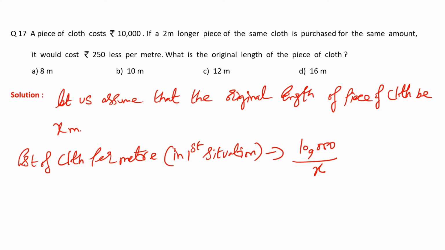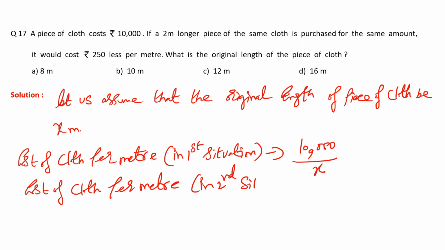Now he says if 2 meter longer piece of the same cloth is purchased for the same amount. So now the cost of cloth per meter in new situation or in second case is going to be how much? It is going to be 10,000 divided upon x plus 2, right?